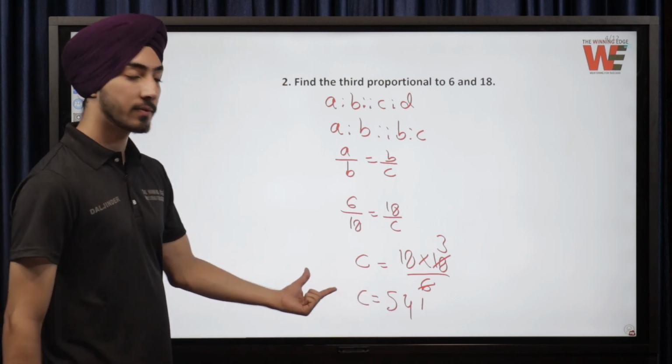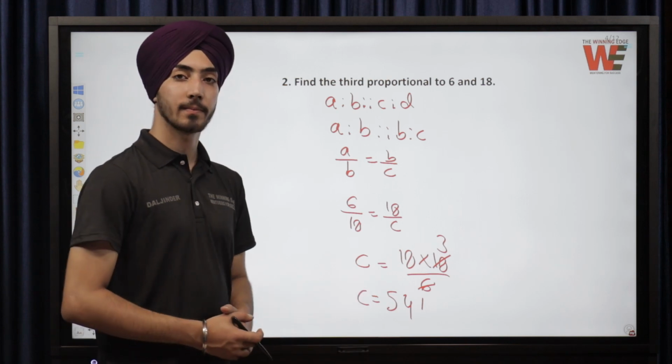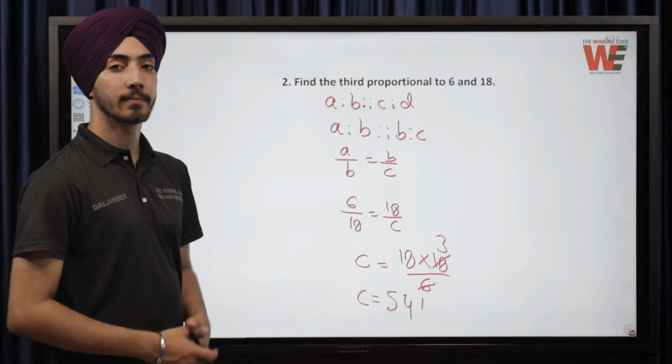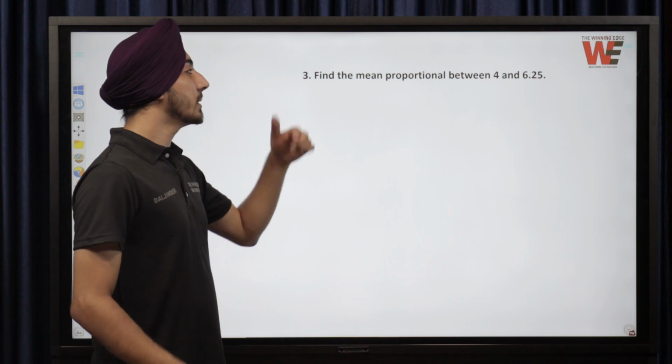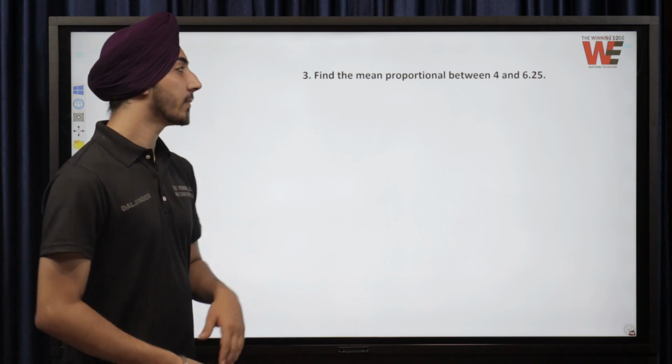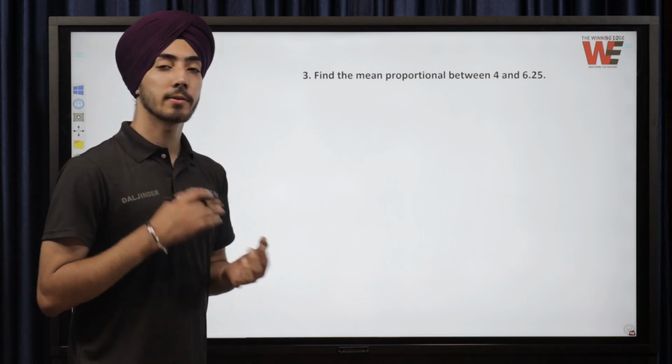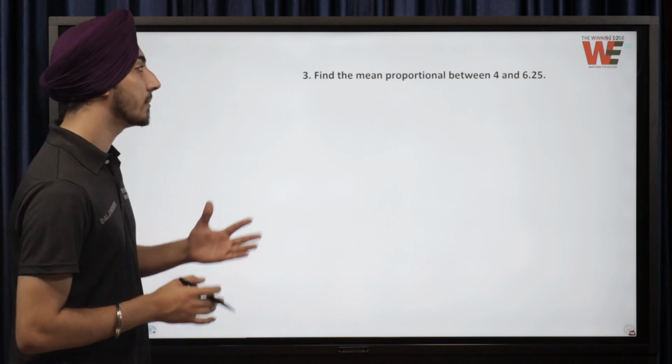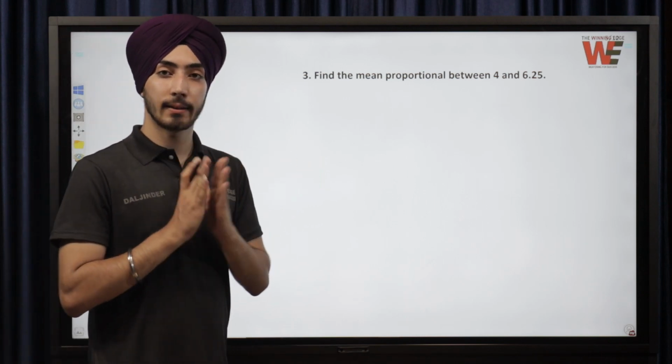Is that clear to you? So 54 is our third proportion. Now let's look at question number 3. Question number 3 says find the mean proportion between 4 and 6.25. Now this is slightly different from third proportion. Mean proportion, mean means beech wala, the center one, okay.